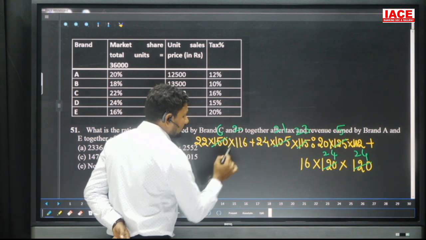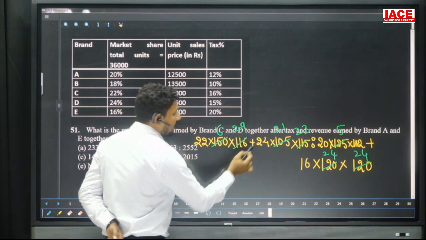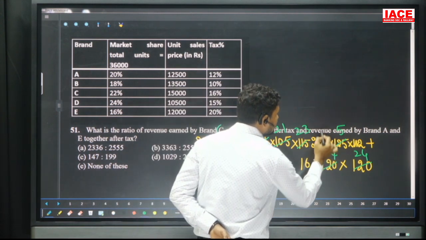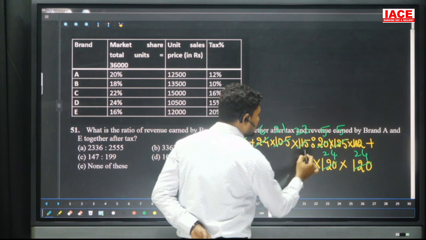So 4, 2, 8, remaining is 36. 4 9s are. And next 4 6s are. And next 4 5s are. And next 4 4s are.